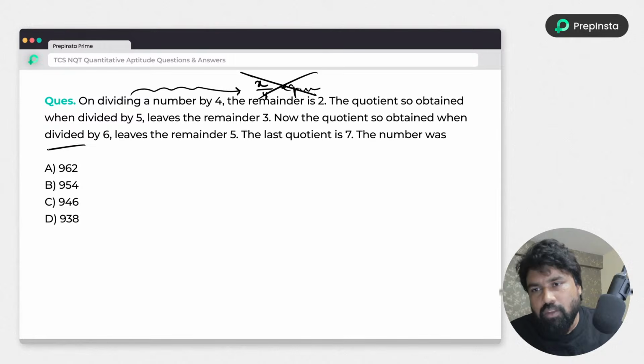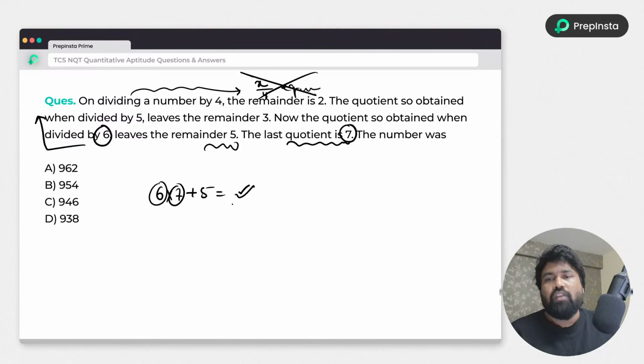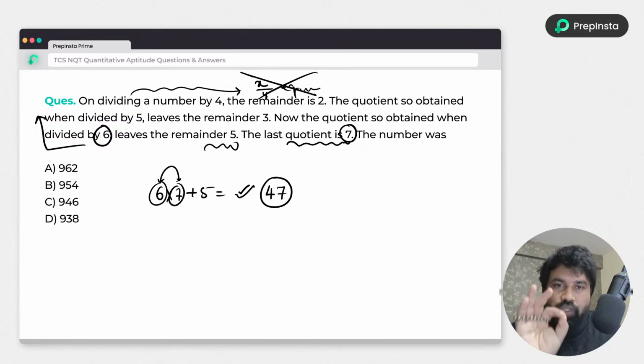simply do this problem through reverse steps. So for example, the last quotient is given as 7, right? And if you multiply that with 6, so 6 into 7, and if you add the remainder, you will get the number, right? So quotient times divisor plus remainder will give you the actual value. So 6 sevens are 42 plus 5 is nothing but 47. So 47 is the quotient for the previous equation. So see, why did 47 come?